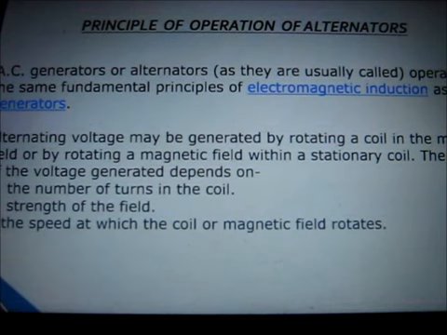Alternating voltage may be generated by rotating a coil in a magnetic field, or by rotating a magnetic field within a stationary coil. The value of this voltage depends upon the number of turns of the coil, the strength of the magnetic field, and the speed at which the coil or the magnetic field rotates.